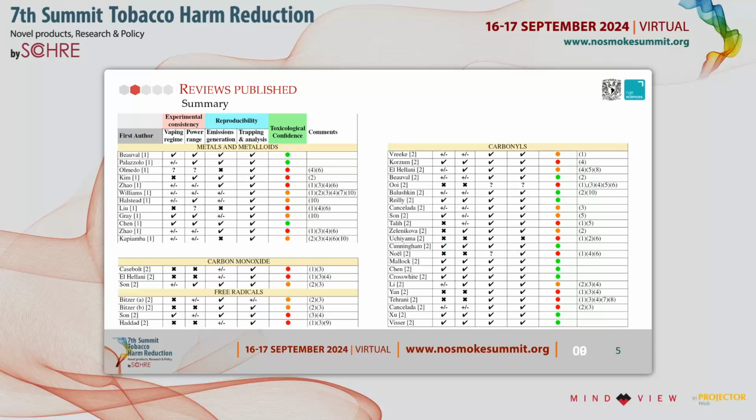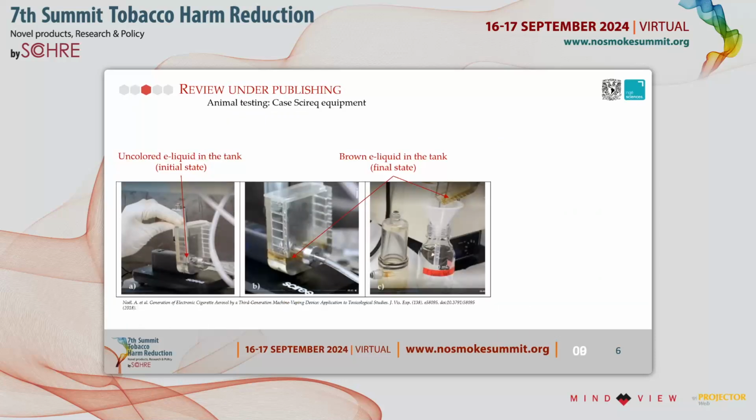Then we discovered an old video of an equipment sold by SCOHRE, which is used to generate aerosol. A sub-tank is used as a reference device at the highest power that can be fixed on the box, 70 watt, despite it being recommended between 15 and 50 watt.